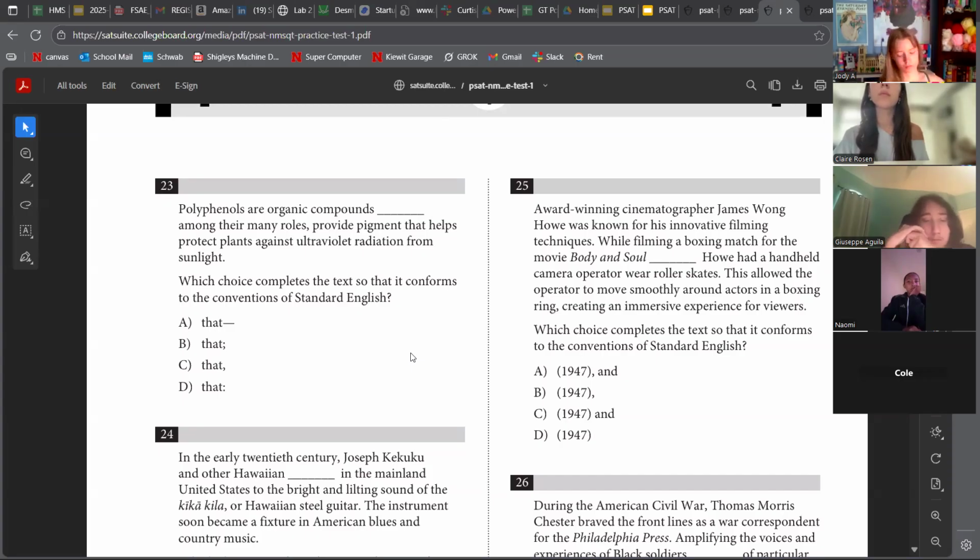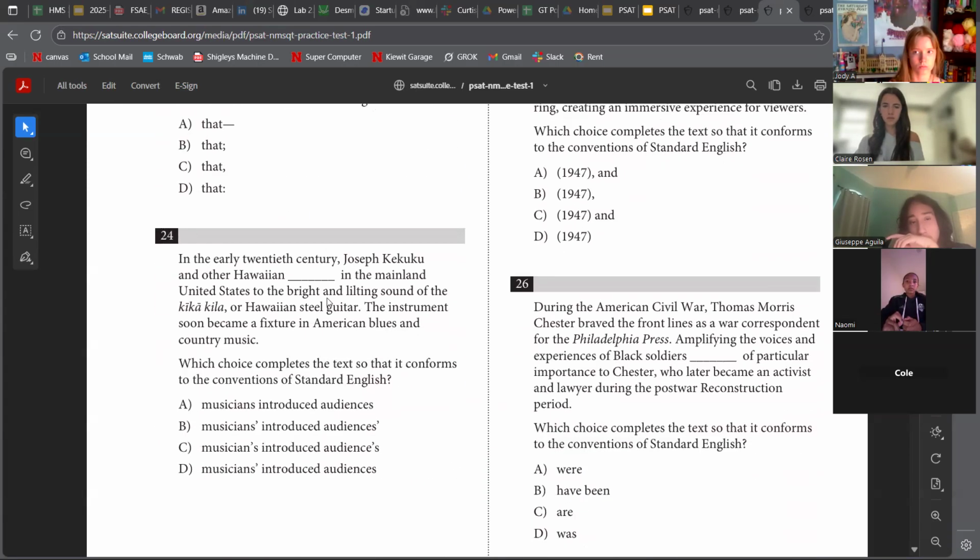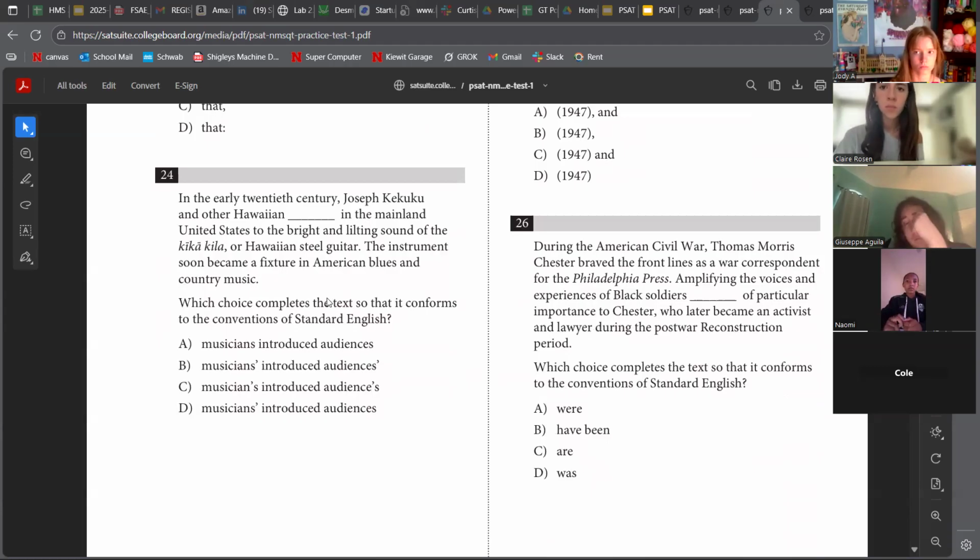Cole, what do you think for this one? Would it be, this is confusing. Would it be C? Yeah, so this one's that comma hug. Again, the way to test that is we can read it without the part in the commas. So if we just read polyphenols are organic compounds that provide pigment that helps plants or protect plants, that's a complete thought, right? It makes sense. So we don't need this, among their many roles. That's the interrupting phrase. So we need to hug that with the commas. Cool. 24.